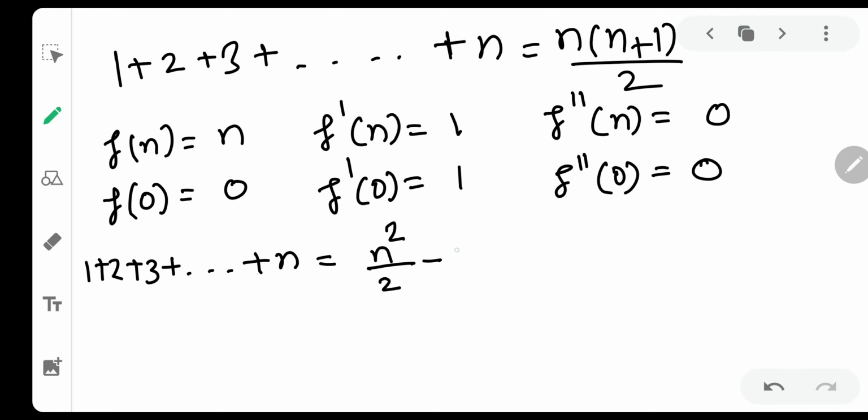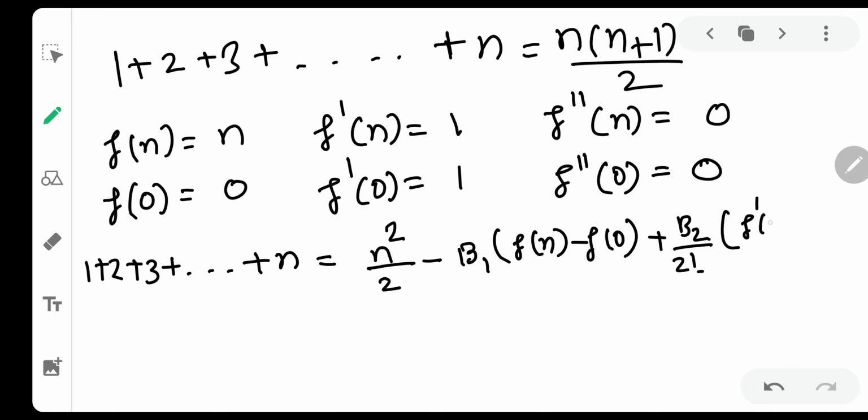Then you write down minus b1 fn minus f0. Then you write down b2 by 2 factorial f dash n minus f dash 0. Now you will say, why are you not writing ahead? Because ahead the double derivative will be 0. So the totality will also be 0. So that is why I am not writing the ahead part. I hope you understand. So n square by 2 minus.